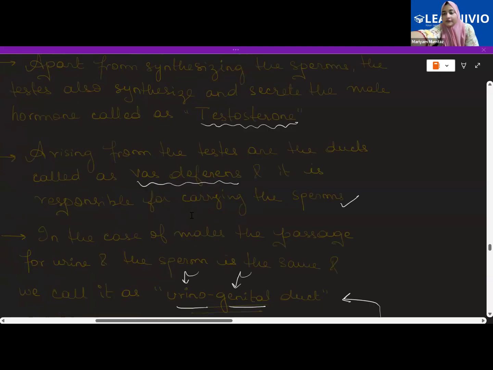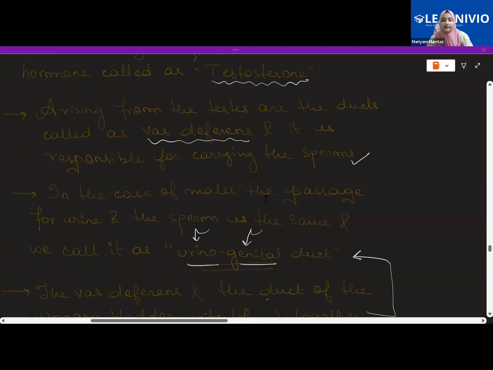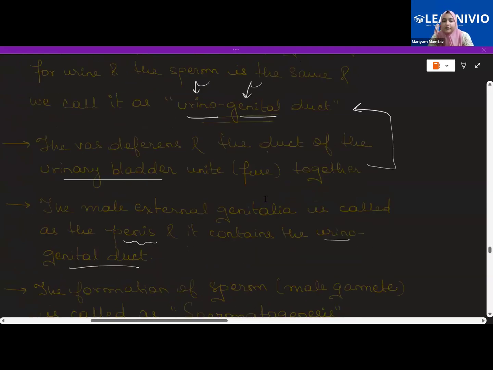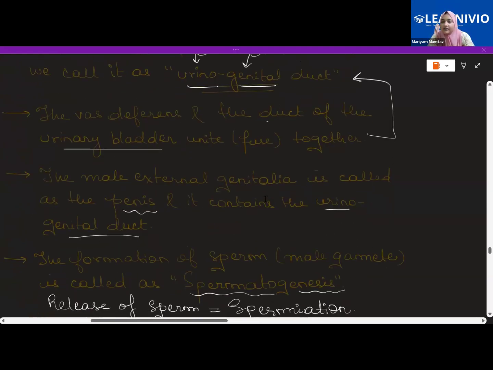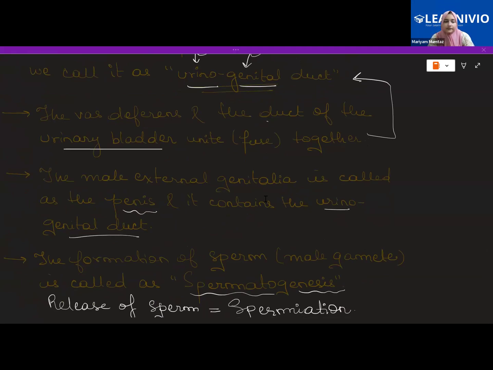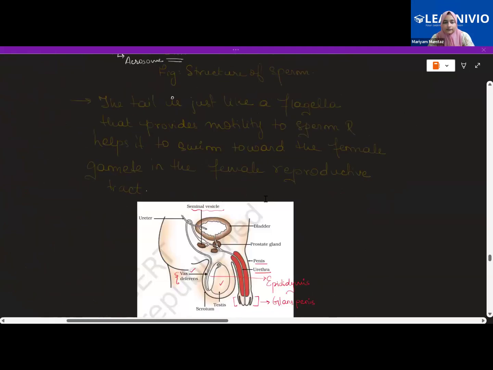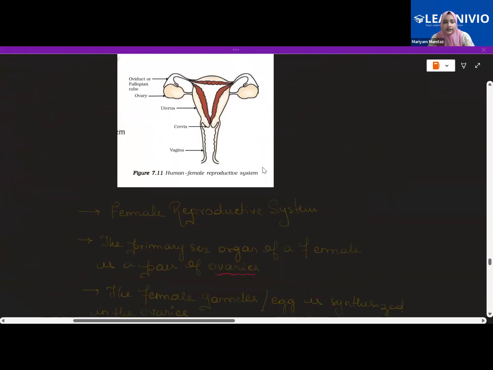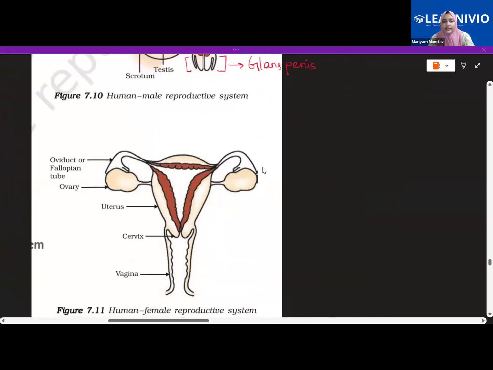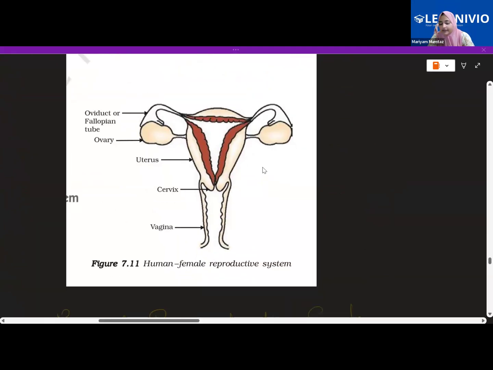So in the previous class, I believe we have completed the human reproductive system, the human male reproductive system, right? That was completed. Now today we have to start with the female reproductive system, the human female reproductive system.